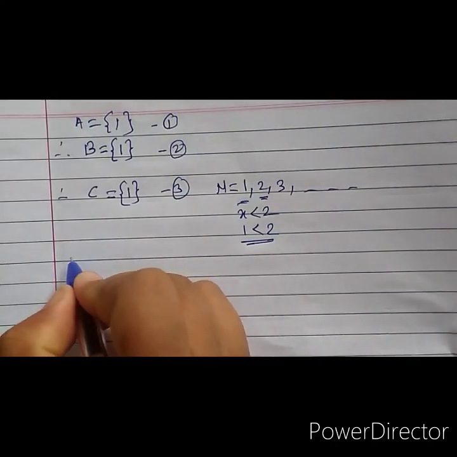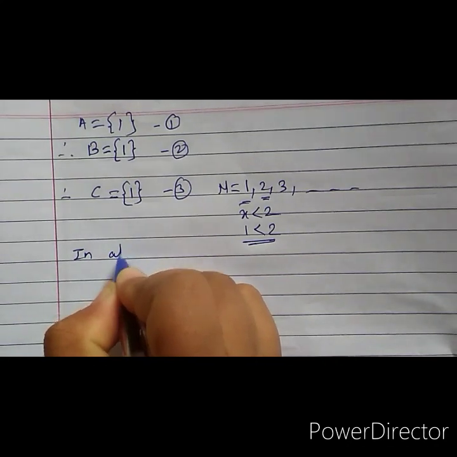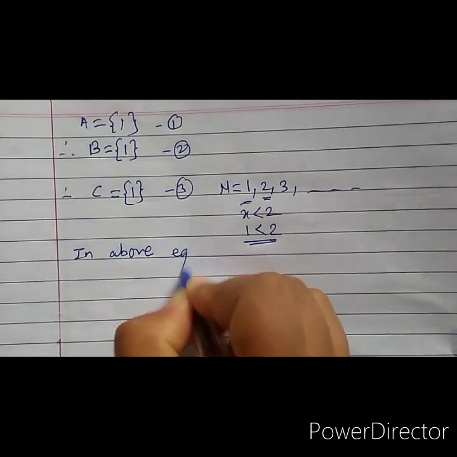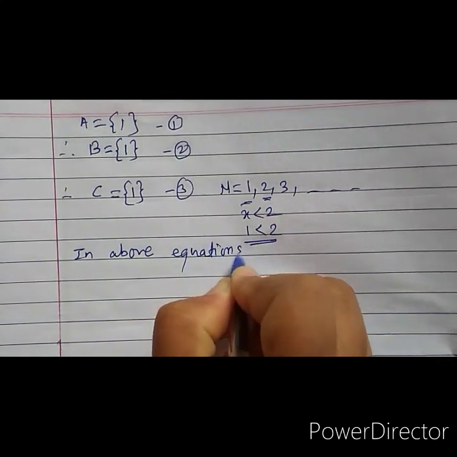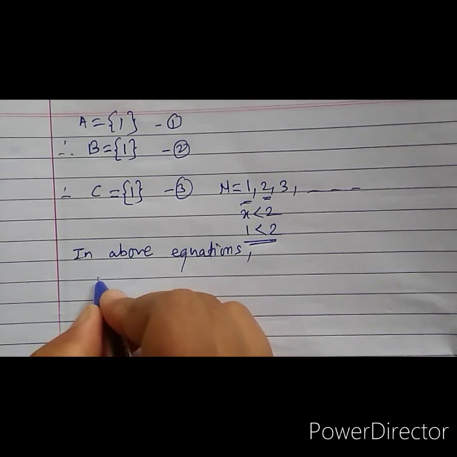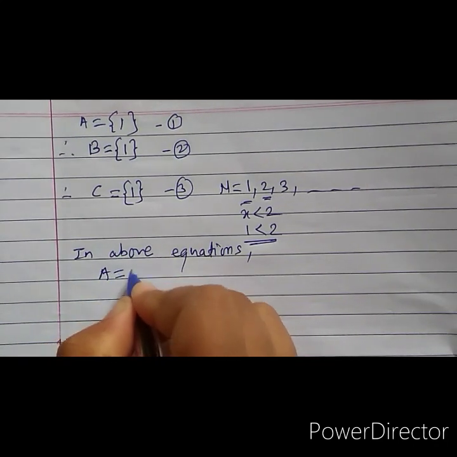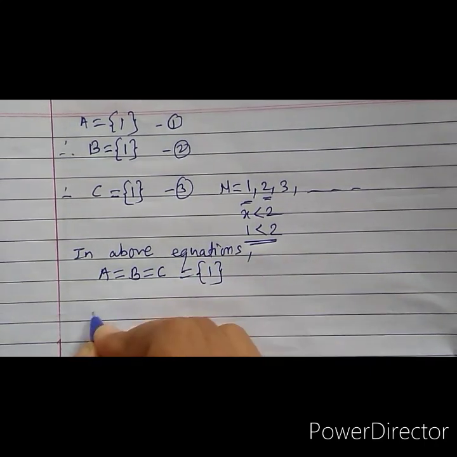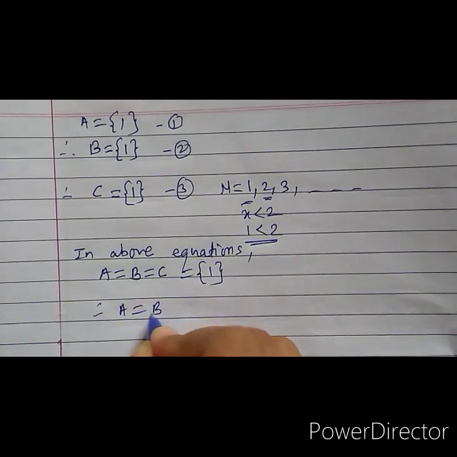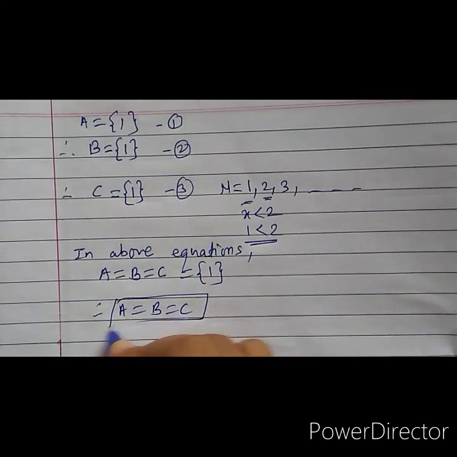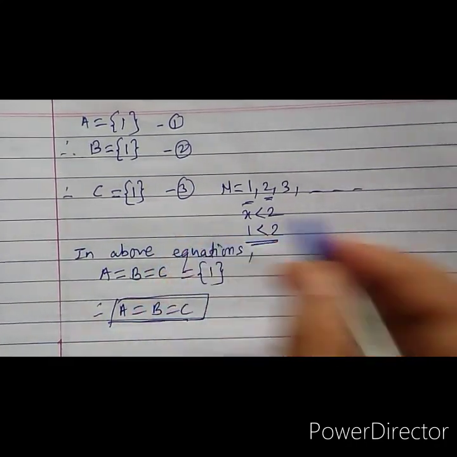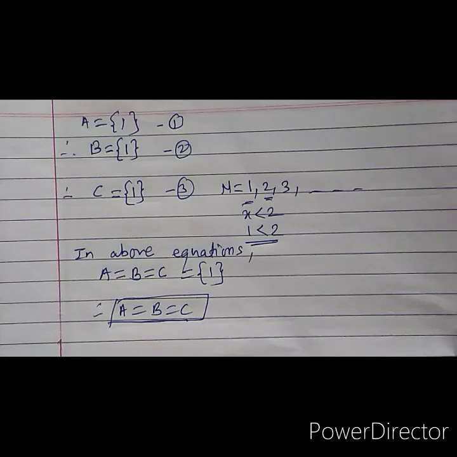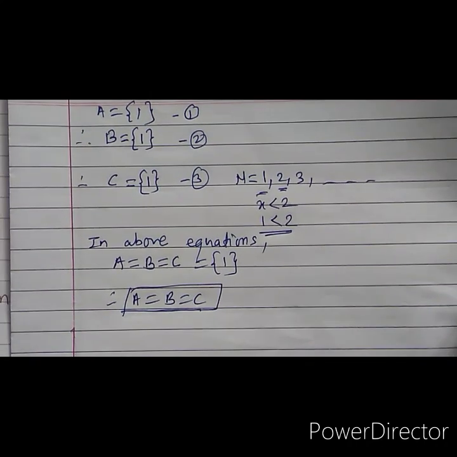So in these three equations, or in the above equations, we can say that set A is equal to set B is equal to set C. Therefore A is equal to B is equal to C. All these three sets are equal sets. Now let us see the second example from practice set 1.2.